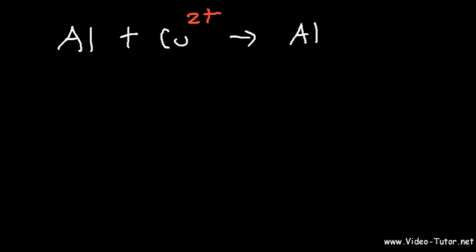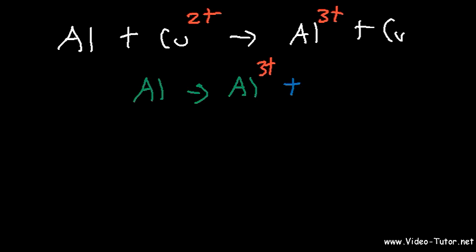Let's try another example. Al plus Cu 2 plus converts to Al 3 plus and Cu. Now this reaction isn't balanced because the charges are different, even though the number of atoms are the same. So let's start with aluminum. We need to add 3 electrons to the right side to balance the charge for aluminum. So that's it for that half reaction. And this half reaction is known as oxidation.